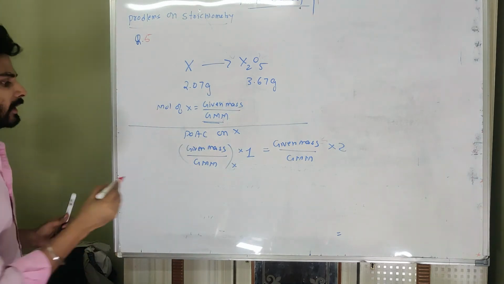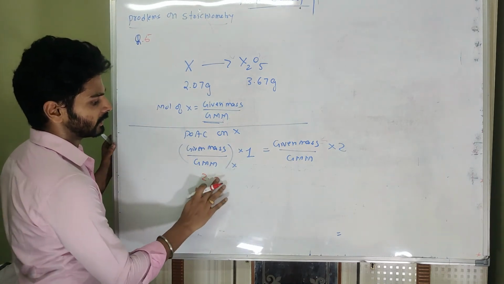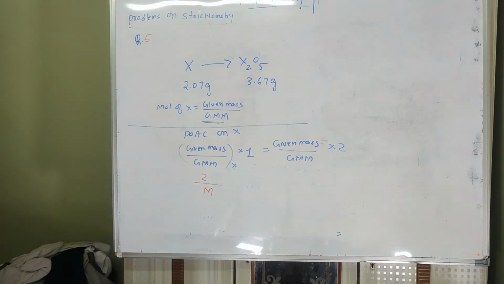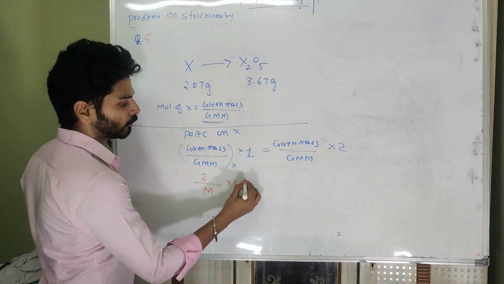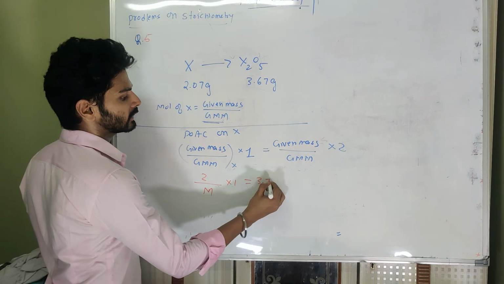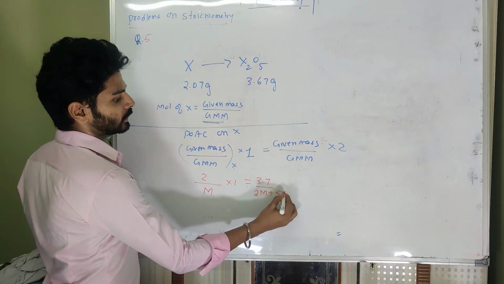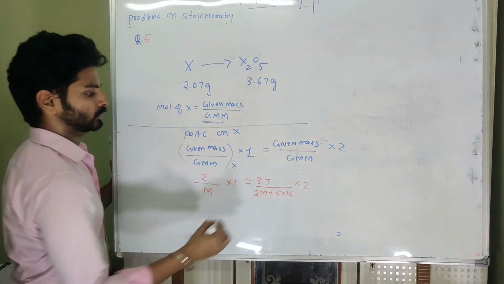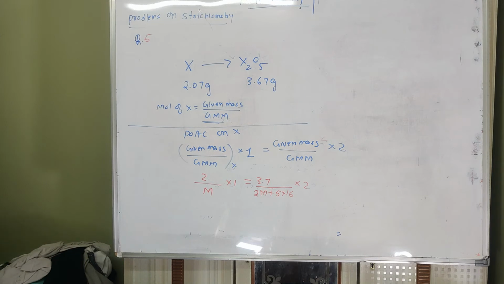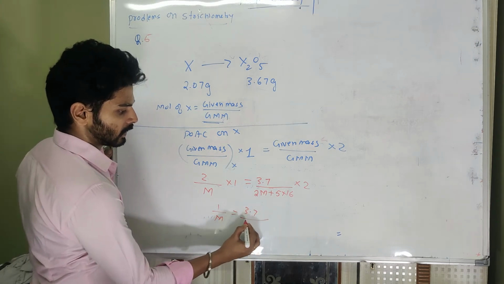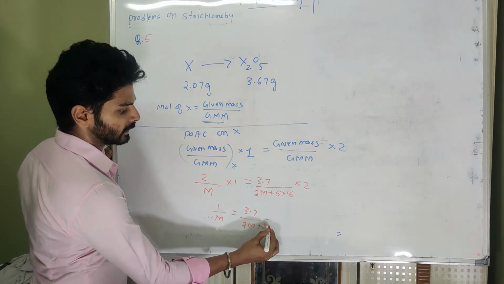Now the given mass is 2.07, this can be written as simply 2, not much difference will happen. And gram molecular mass, I'll keep it as M because we need that so that we can get the moles of X, into 1, is equal to given mass 3.7 upon gram molecular mass, that is 2M plus 5 into 16 into 2. So the gram molecular mass of X2O5 can be written as 2 times the molecular mass of X plus 5 into 16. So here 2 will get cancelled. So this is 1 upon M equal to 3.7 upon 2M plus 80.